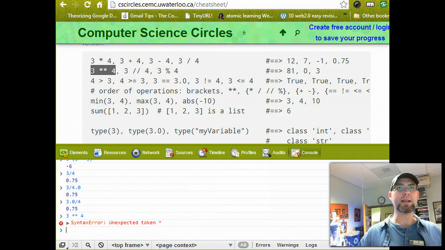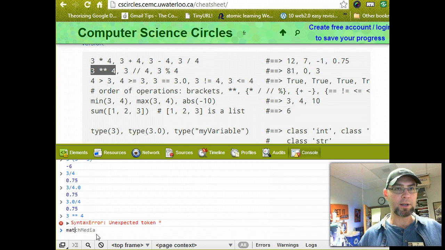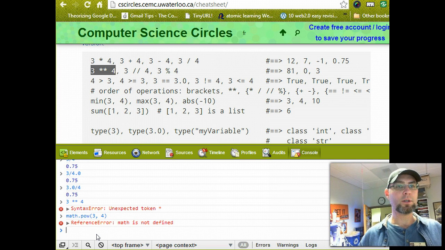So let's go back and test that. I'm going to come down here, and I'm going to type math, and notice how something popped up there. It said match media. So I type math, and then it goes away, and I do math.pow, and let's do 3, 4, and nothing happens. It says math is not defined. Well, what could be going on there?